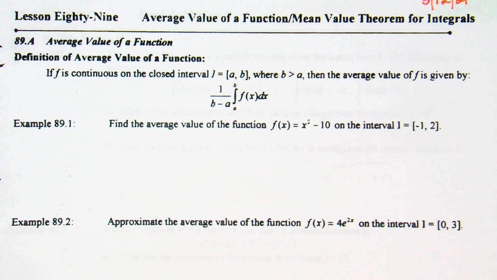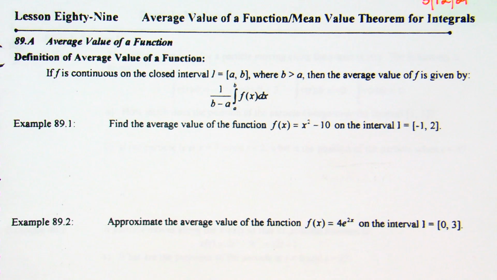So, definition of average value of a function. If f is continuous, so there's that restriction again, on the closed interval I, which is defined from a to b, where b is larger than a, then the average value of f is given by 1 over b minus a times the integral from a to b of f of x dx. So average value: the integral preceded by 1 over b minus a.